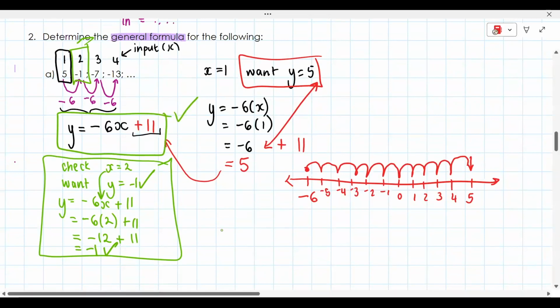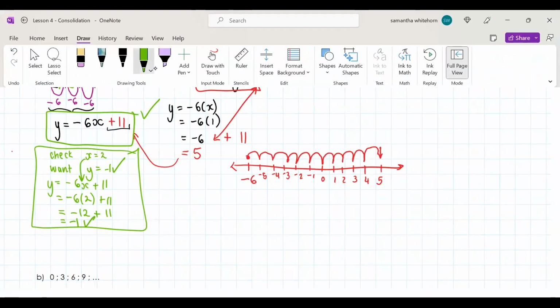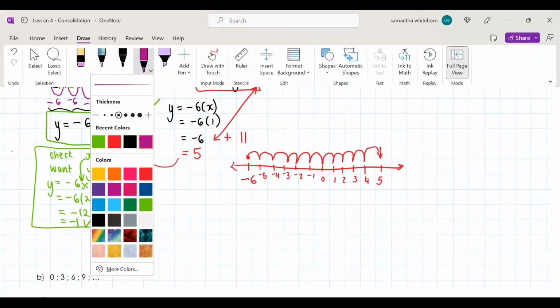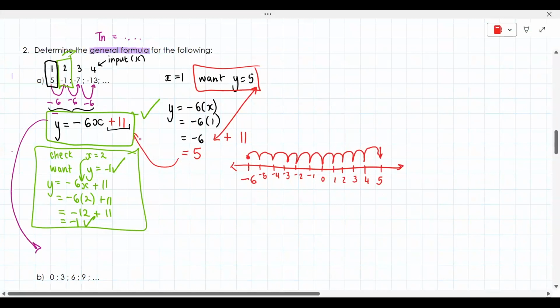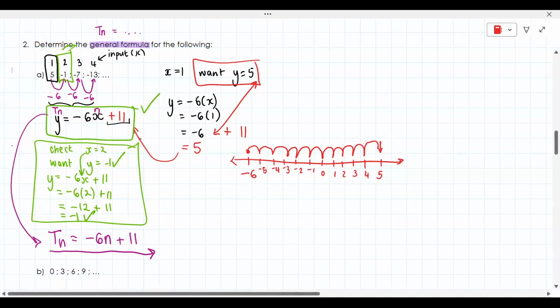Right. Once we have found this in terms of x and y, it's very easy to get it now in terms of t and n. So if I take this, remember we said y is the same as Tn and n is the same as x. So now I just replace it. Tn is equal to -6n plus 11. I'm rewriting exactly the same rule, just with Tn as y and n as x.